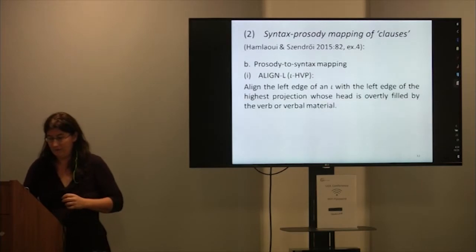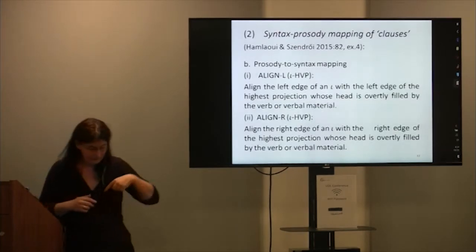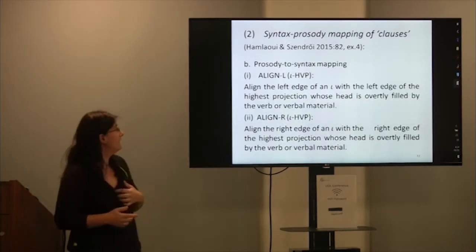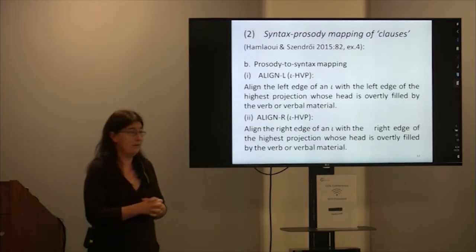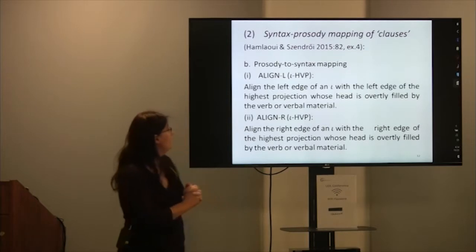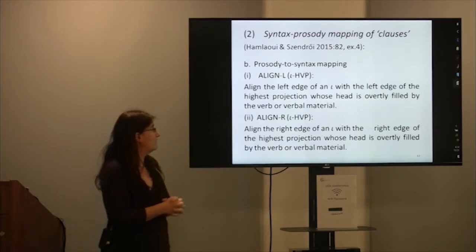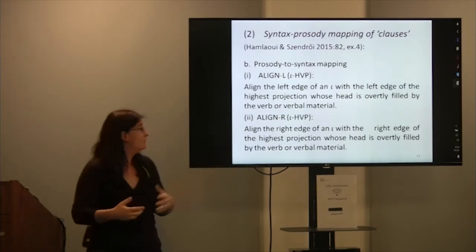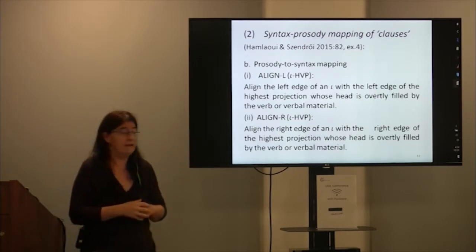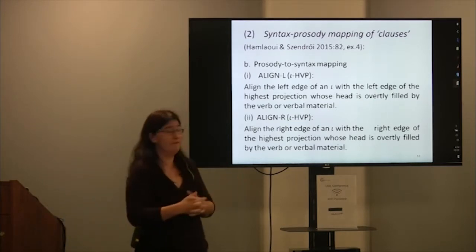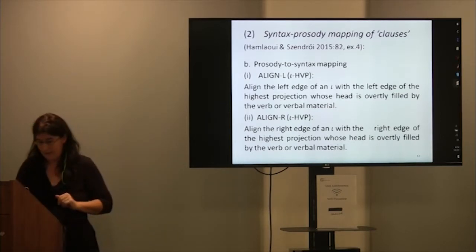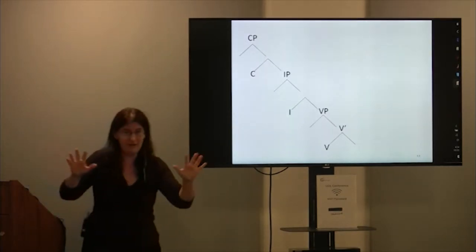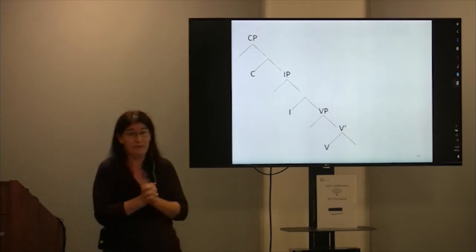So for that reason, in the back direction, in the phonology to syntax direction, we don't make reference to the root clause, we simply make reference to the position of the verb. Okay, so the idea is align the left edge of an intonational phrase with the left edge of a clause, the clause being the highest projection whose head is overtly filled by verbal material. It will be a lot clearer when I get to the examples. I just wanted you to have in front of you what the proposal is.